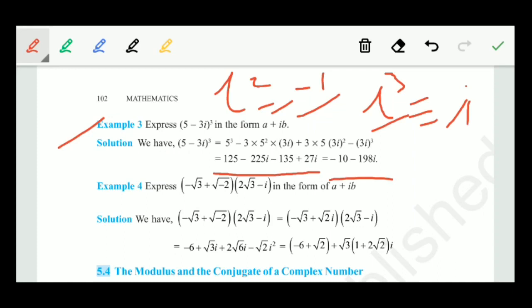So in the same way we will solve most of the questions of exercise 5.1, questions 1 to 10. We will do the same kind of questions like this, and we will convert them in the form of a plus iota b.